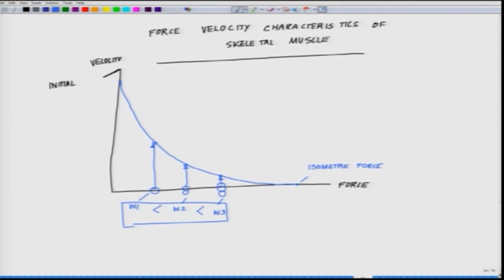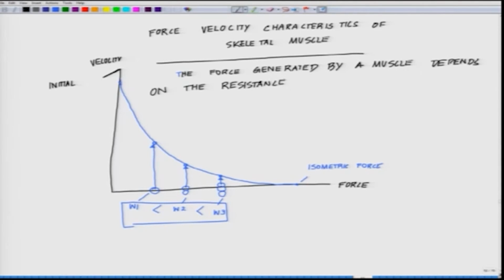Now let us put it together once we have put the drawing. Once again, the force generated by a muscle, and mind it, this is all a function of the subtype of myosin which is present there, depends on the resistance against which the muscle contracts. Fine.